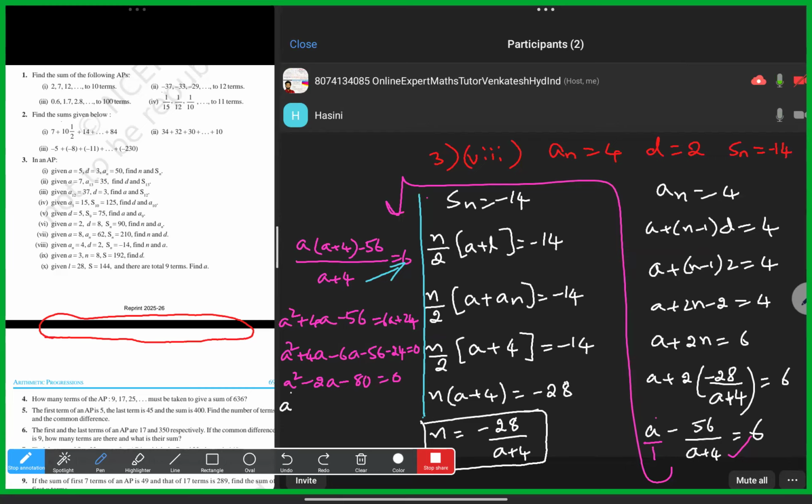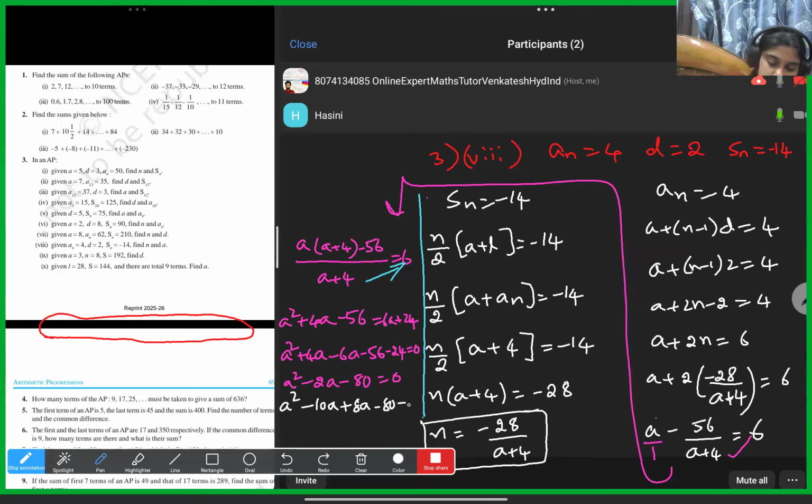A square minus 10a plus 8a, Hasni. Minus 10a plus 8a, if you do, you'll get minus 2a, and multiplication will be minus 80a square. So already factorization I explained clearly some days back during polynomials. I made you do so many. Yes, the factorization is easy. Any doubt here, Hasni?